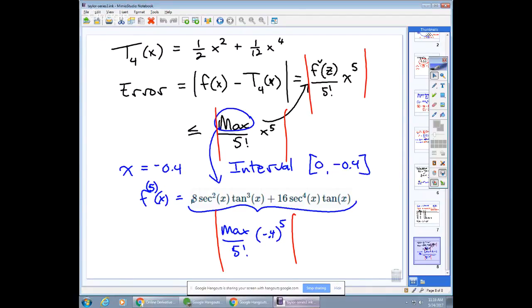So the next step is we need to look at this function right here and see if we can find a max in the interval that we're concerned about. And the interval we're concerned about is between the center and the value. Ooh, and I wrote those backwards. All right. So let's start to work. So that interval is backwards. It should be negative 0.4 up to 0.